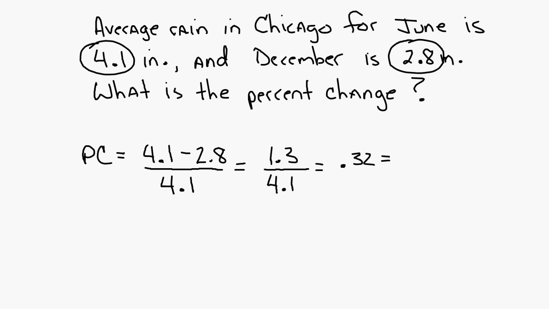You can times it by 100, or you can move the decimal to the right twice. So 32%. Increase or decrease? Very good. Decrease. Because the rainfall went down. Anybody have any questions?